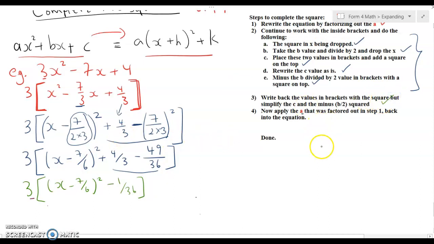Now the last step says, now apply the a that was factored out in step 1 back into the equation. Now that is easy as well. So what I'm going to do, there's an imaginary 1 here. So I'm simply going to take this 3, multiply by this 1 in front, and I'm going to take 3 and multiply by this value here. And that is going to give me 3. I'm going to drop the square bracket, and I'm just going to write the rounded bracket. And this 3 by 1 on 36 is going to give me minus 1 on 12. So that, everybody, is the answer.